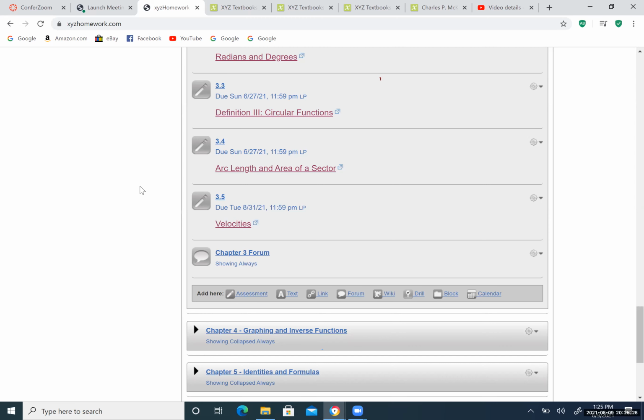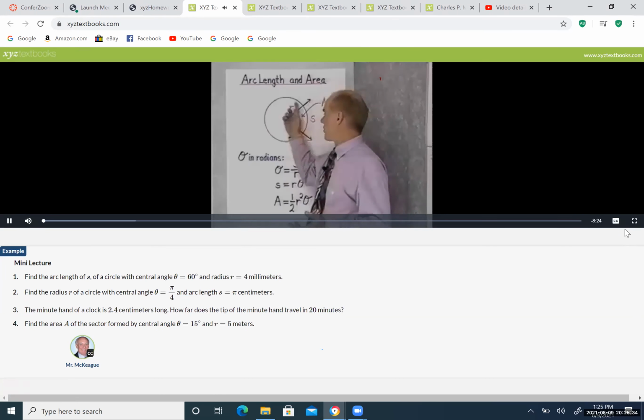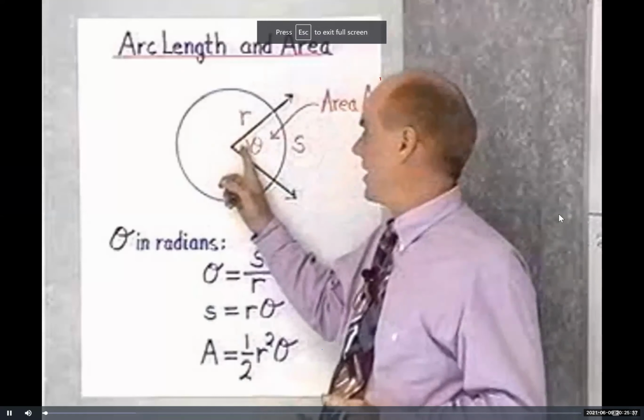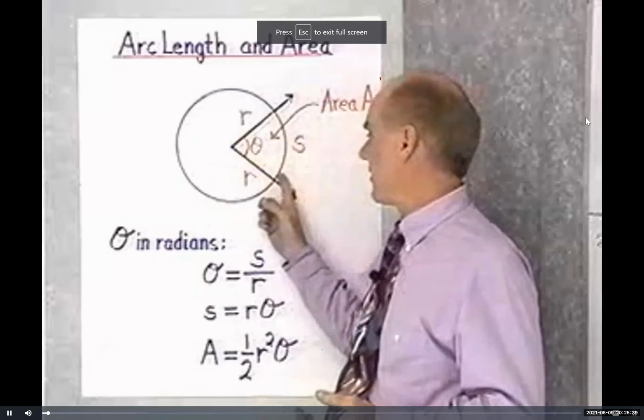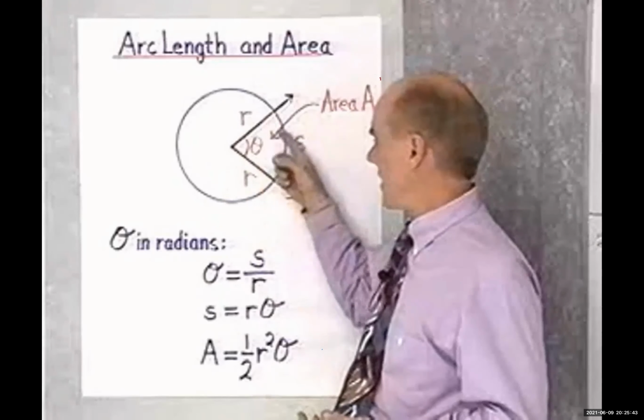In Section 3.4, we learn about arc length and area of a sector, and by using the formula, it's very simple. So let's watch. Here is a circle with a radius of r and a central angle theta that cuts off an arc of length s. Now, area A stands for the area of this sector right here.